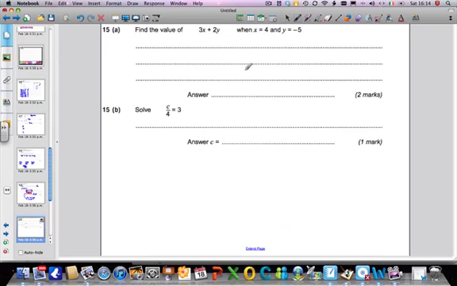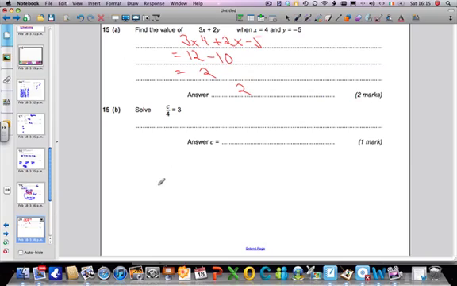Question 15. Substitution. So find the value of this when x is 4 and y is minus 5. So just substituting in, we get 3 multiplied by whatever x is, which is 4, plus 2 multiplied by whatever y is, which is minus 5. 3 times 4 is 12, and 2 times minus 5 is minus 10. 12 take away 10 is 2, so the answer is 2.